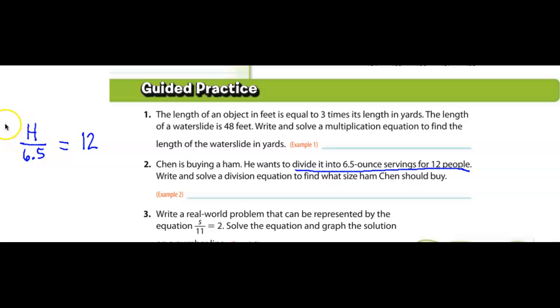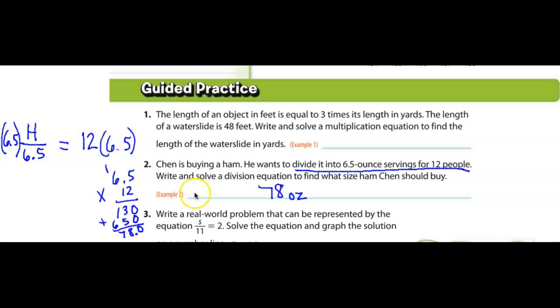Very good. That's going to be multiplication. So we're going to multiply this side by 6 and 5/10. And that means we have to multiply this side by 6 and 5/10 also. So in order to solve this, go ahead and do that operation. What is 6 and 5/10 times 12? Answer that, please. Okay, so our ham is going to have to be at least 78 ounces.